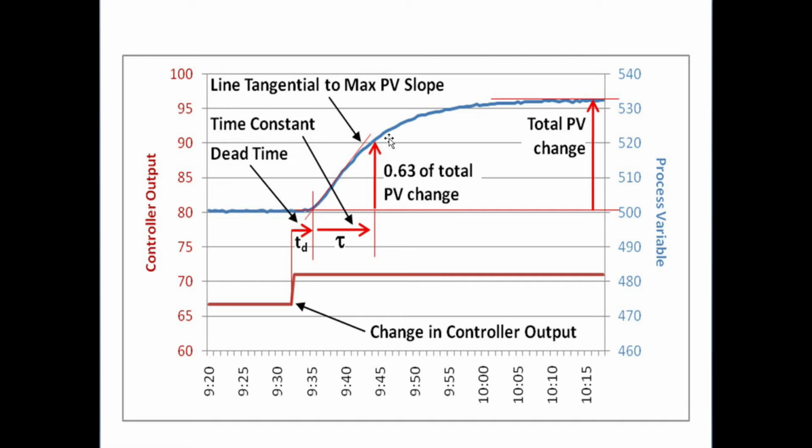63.2% of this final value, whatever it is, the time taken to reach from this point to 63.2% of its final value, this time is nothing but tau. And td or theta, the dead time, is denoted by theta, or somewhere you will find it like td also.